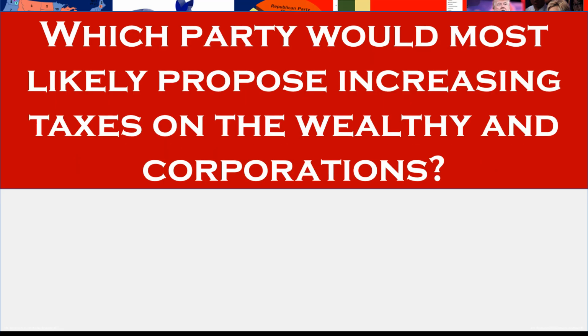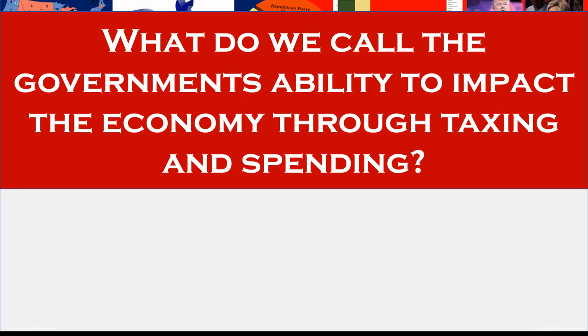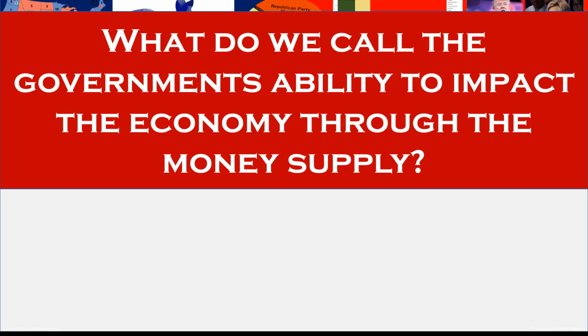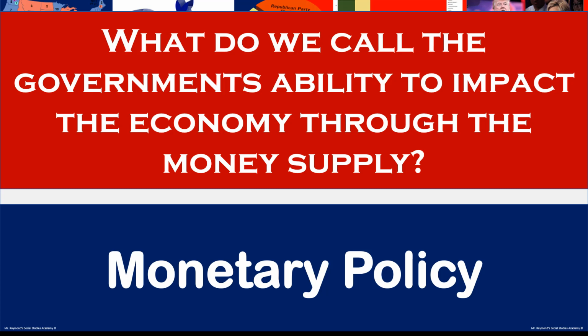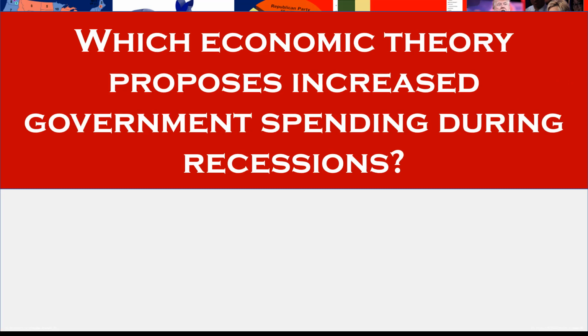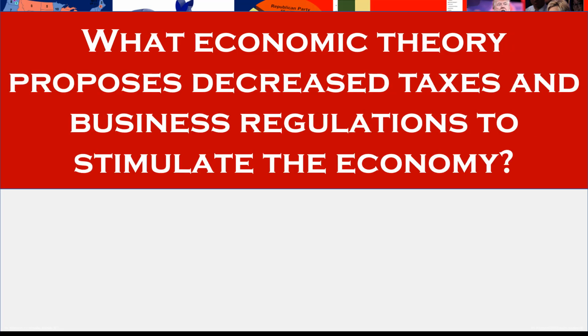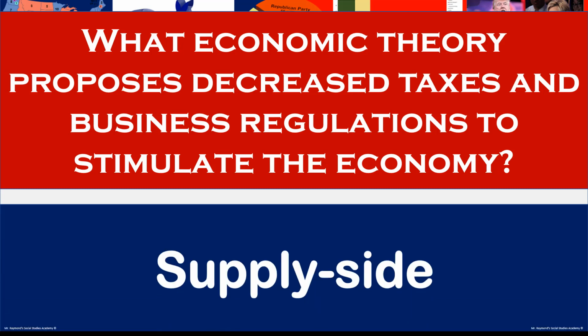Which party would most likely propose increasing taxes on the wealthy and corporations? The Democrats. What do we call the government's ability to impact the economy through taxing and spending? That's fiscal policy. What do we call government's ability to impact the economy through the money supply? Monetary policy. Which economic theory proposes increased government spending during downward economic cycles or recessions? Keynesian economics. What economic theory proposes decreased taxes and business regulations to stimulate the economy? Supply-side economics, also known as trickle-down or Reaganomics.